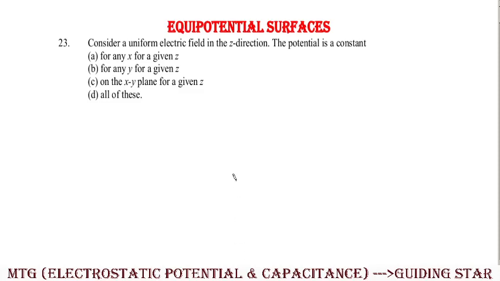Today, we'll discuss the MCQ questions of equipotential surface. The first question from the MTG fingertips book. Consider a uniform electric field in the z direction. The potential is a constant.